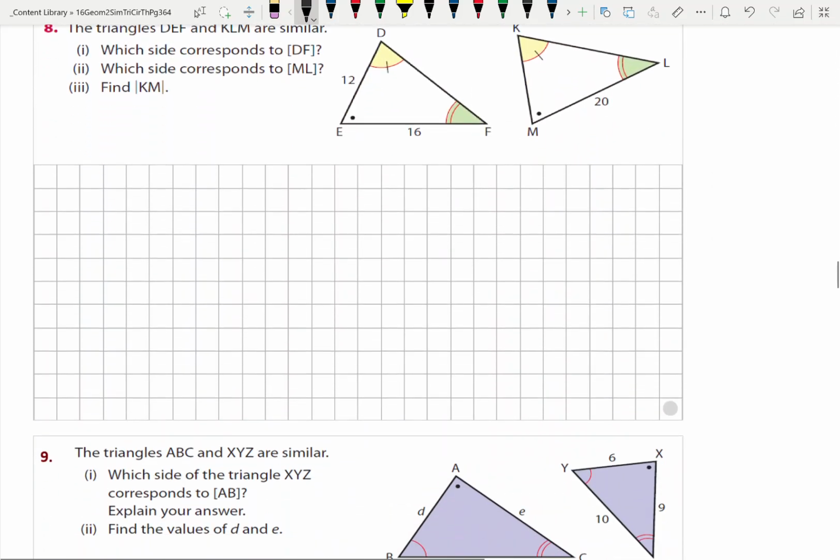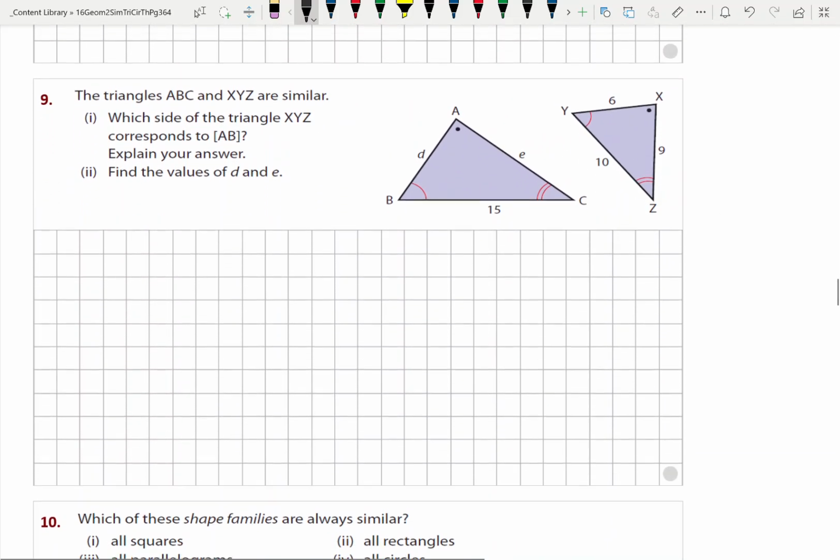Here we have number 9. So all they've done is they've twisted it around, but that's okay. They have the equal dot angles. Angle at A equals angle at X. Angle at B equals angle at Y. Angle at C equals angle at Z.